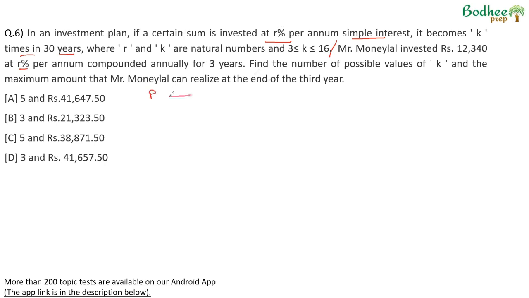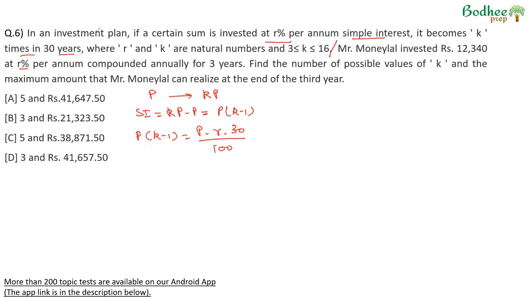We invest principal P, it becomes K times, therefore K into P. We can say simple interest will be amount minus principal. Taking P common, it becomes (K minus 1) times P. If we write the formula, simple interest is equal to principal into rate R into time 3 upon 100. If principal becomes K times, the simple interest will be (K minus 1) times the principal. 100 rupees becoming 300 means a simple interest of 200 rupees.